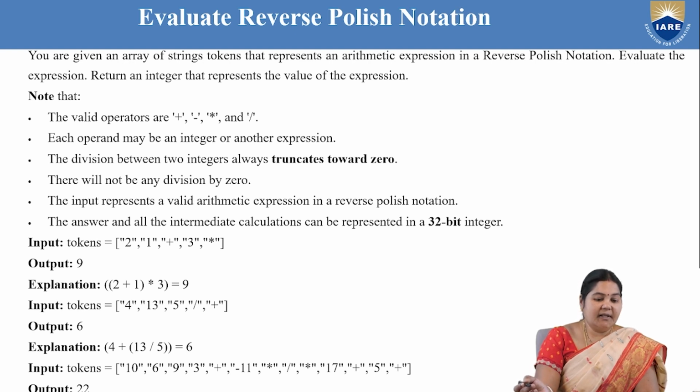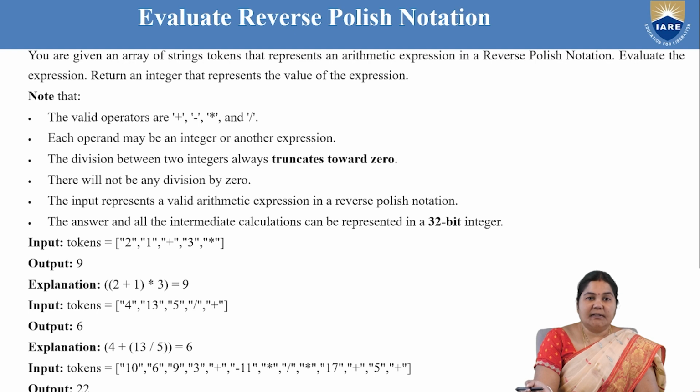You are given an array of strings tokens that represents an arithmetic expression in a reverse polish notation. Evaluate the expression, and return an integer that represents the value of the expression. That means in this question, you have been given a list of strings and you have to evaluate that reverse polish notation, which is given in the form of a list of strings, and you have to return an integer which is nothing but the value of the reverse polish expression.